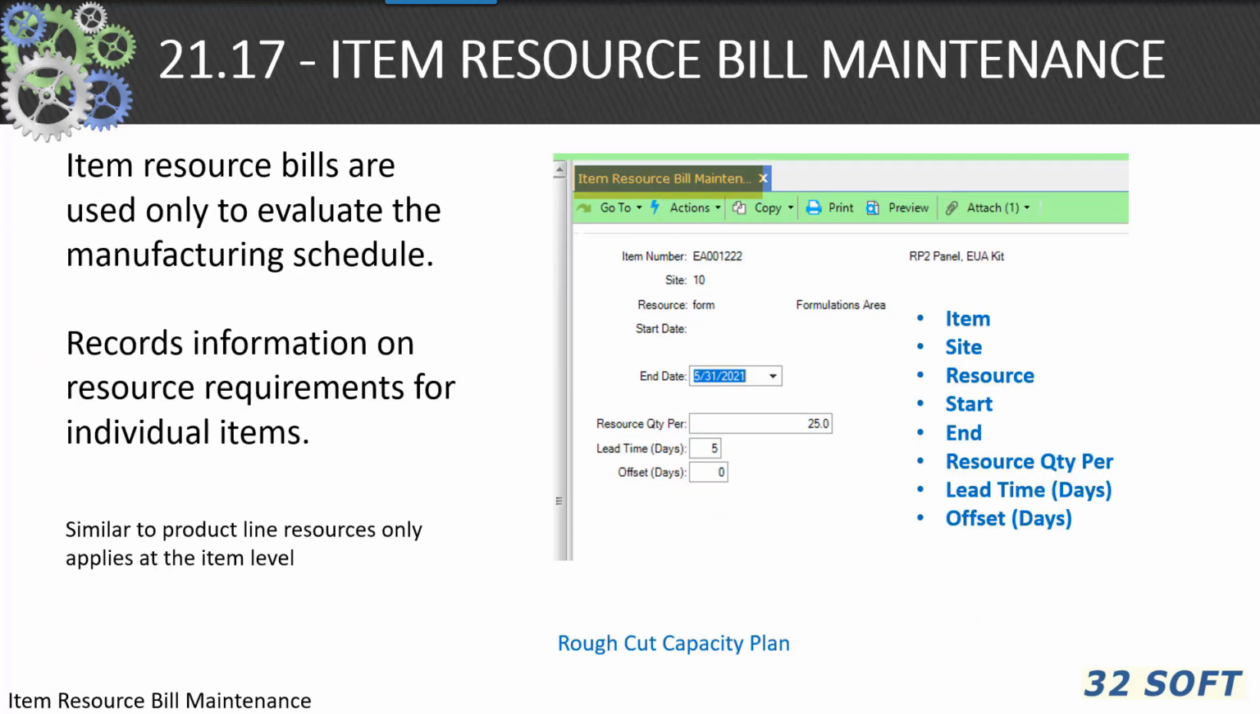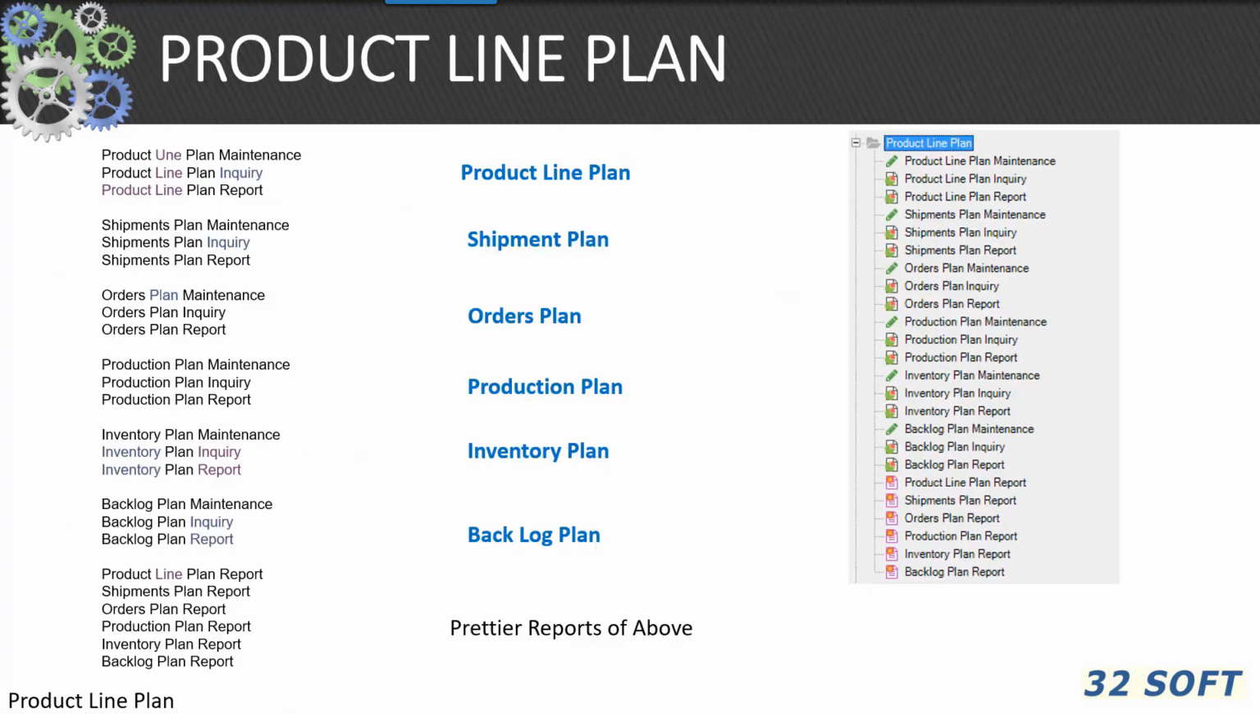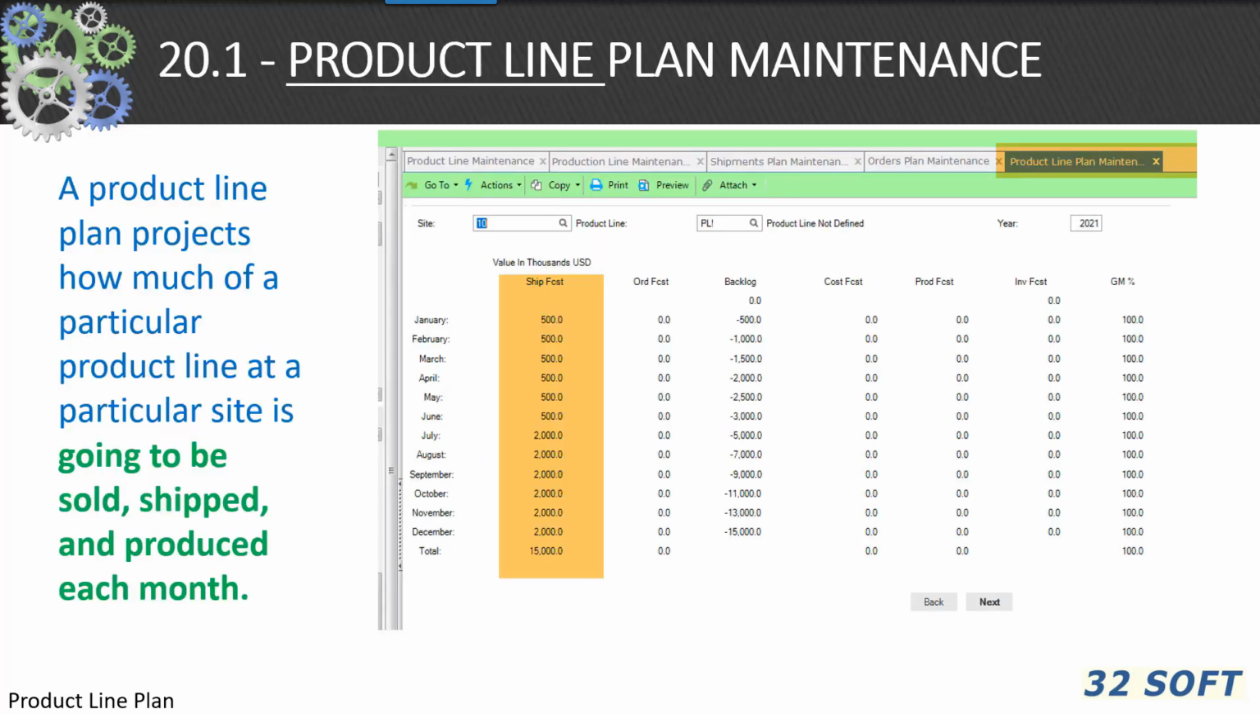The 21.17 item resource bill allows you to create bills of resource for your end items. And then the 21.24 item resource detail report displays the individual item resource requirement for that part. The product line plan process allows you to create product line plans, shipment order, production, inventory, and backlog plans.